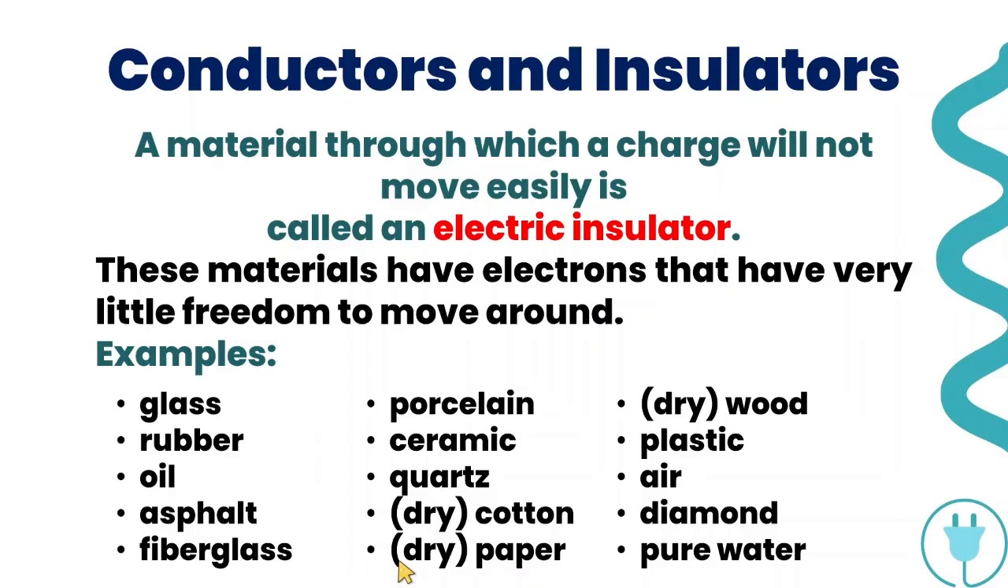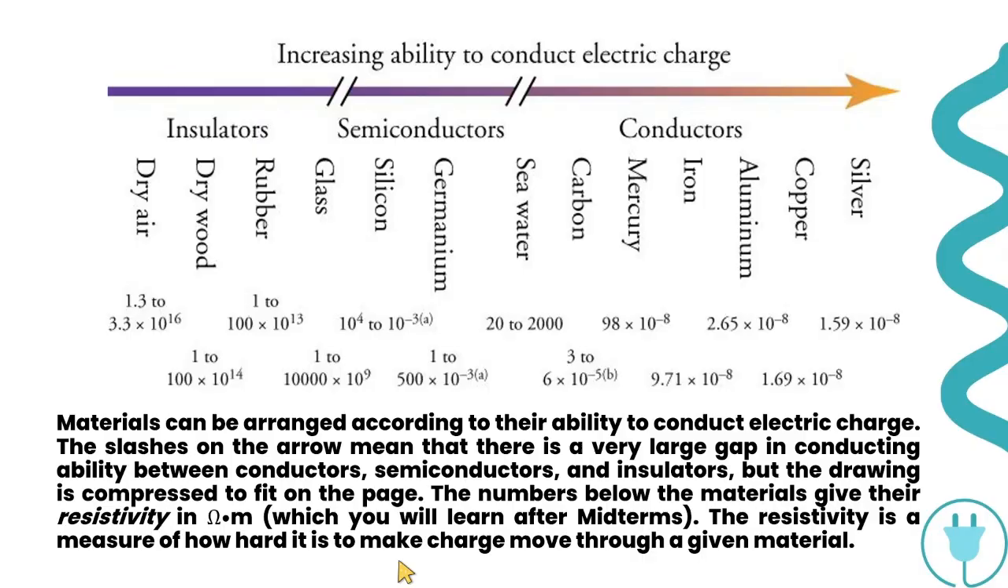Examples are glass, rubber, oil, asphalt, porcelain, ceramic, quartz, cotton and paper, and wood if they are dry, plastic, air, diamond, and pure water. In this diagram, we can see the different materials and their increasing ability to conduct electric charge. The more we go to the right, the more a material becomes a conductor. To our left, these materials are considered insulators. In between, these materials are considered semiconductors.